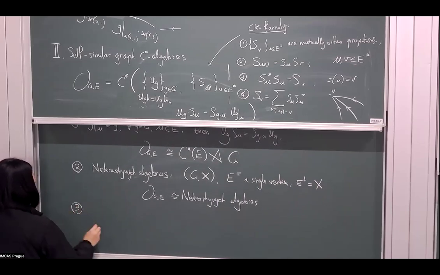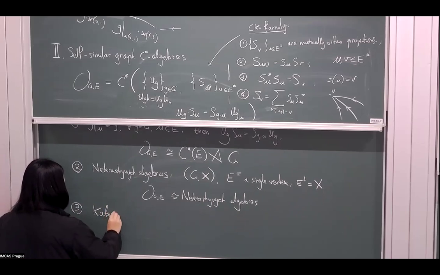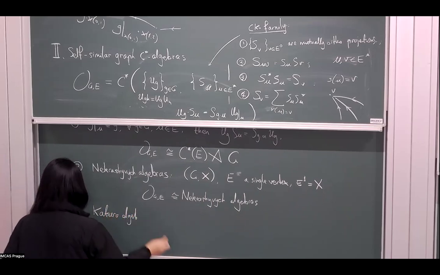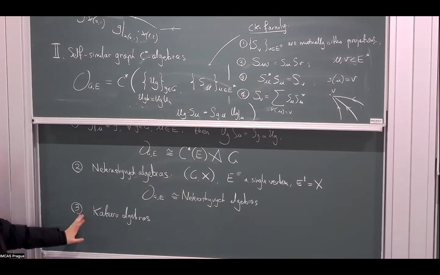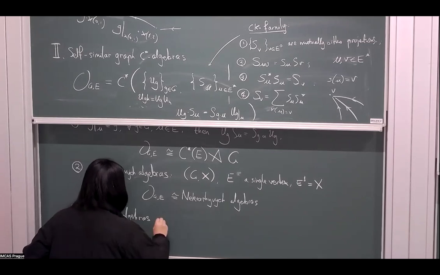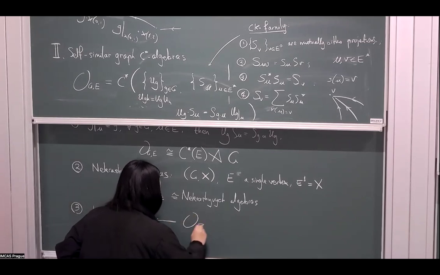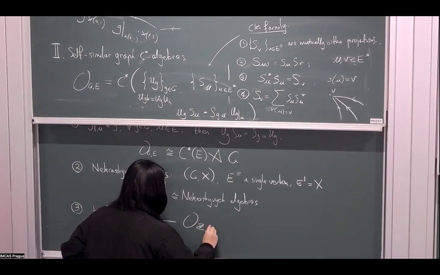So the third class of example are the Katsura algebras. The original way that these Katsura algebras are defined is by two n by n matrices where the entries of each of the matrices are just positive integers. So you can try to associate one of the matrices to be the adjacency matrix of the graph and the second matrix encoding the self-similar action. And these examples are actually just covered by the self-similar graphs where you take the group to be just Z.